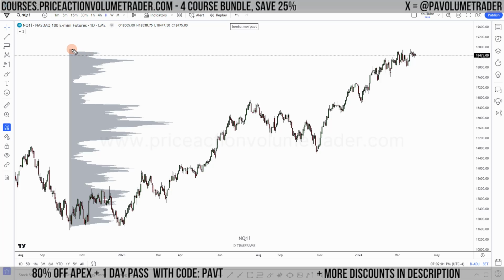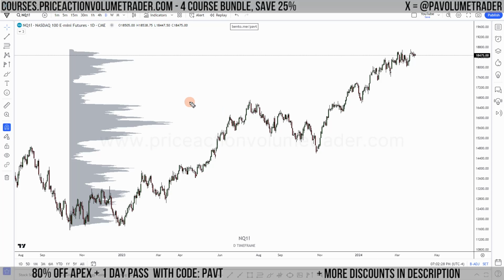But I want to identify high volume node areas like this, because on the edges of these high volume node areas is where volume is cut off, and this is what we know as the low volume nodes, and this is where we're going to find the most levels of support and resistance on the charts.